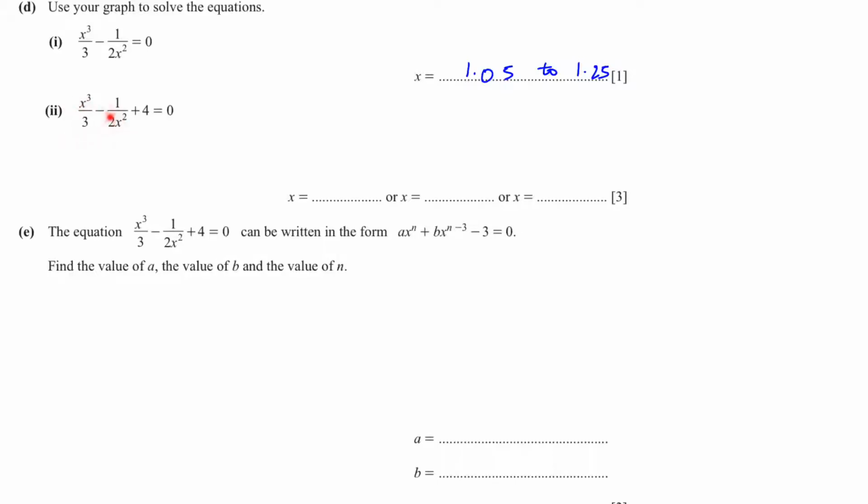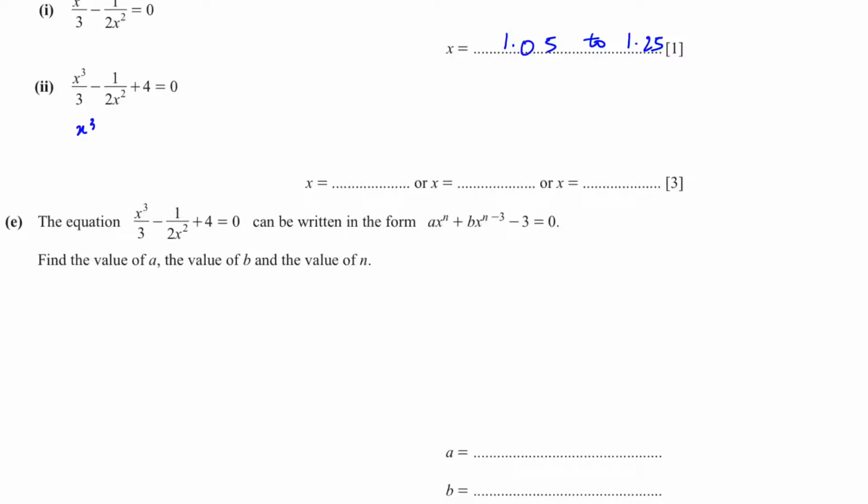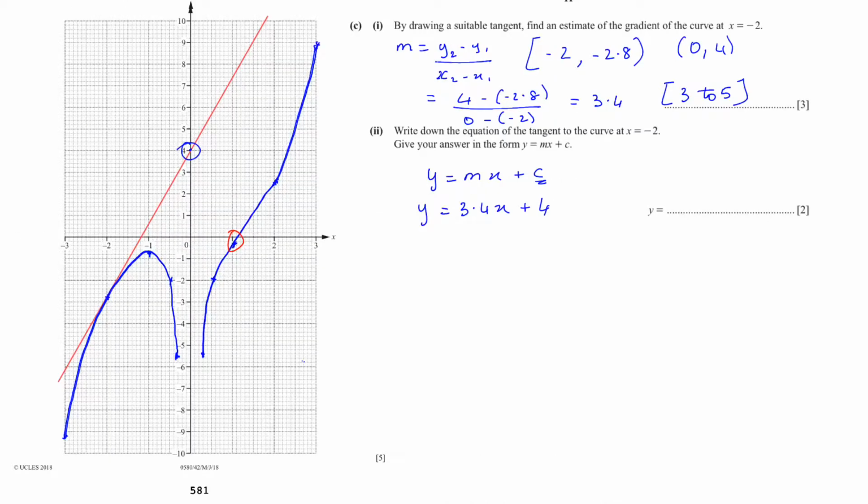In D2, we have been given the same equation but there is a plus 4 is equal to 0. We have to rearrange it. So it will be x cubed over 3 minus 1 over 2 x squared is equal to -4. Now we have to look at the graph and see where y is equal to -4. It's this line. It cuts at 1 place, 2 places, and 3 places. So you will get 3 values of x.